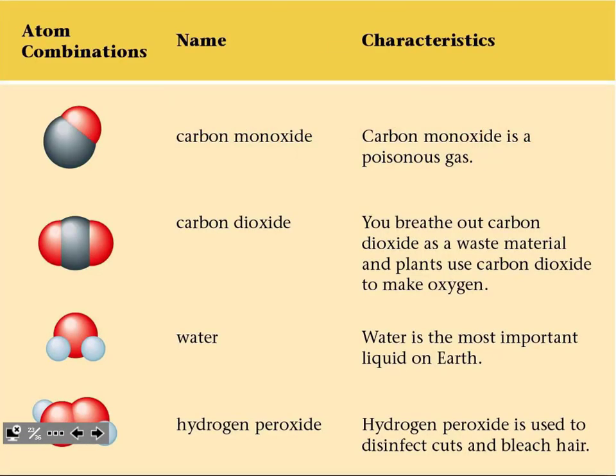So here's some examples. We got carbon monoxide. This would be a compound. We got carbon and oxygen. All right, carbon dioxide. So we got carbon sitting in the middle. We got two oxygens. So this is a compound. Water as well, and then hydrogen peroxide, which is H2O2.